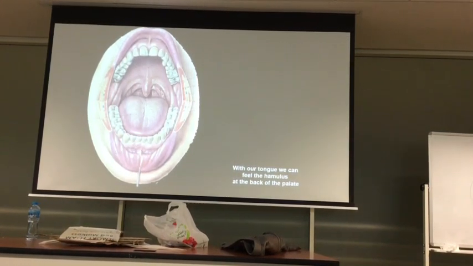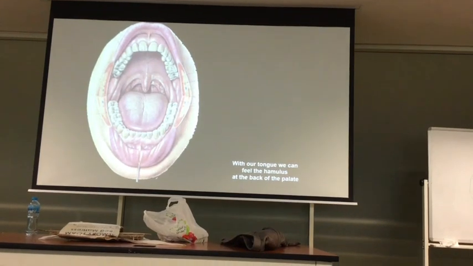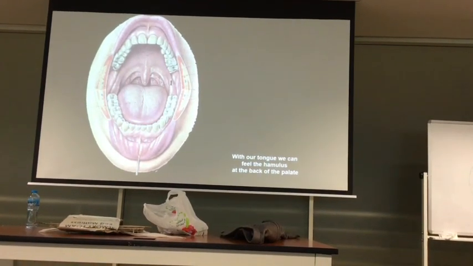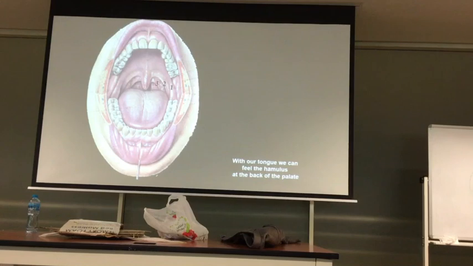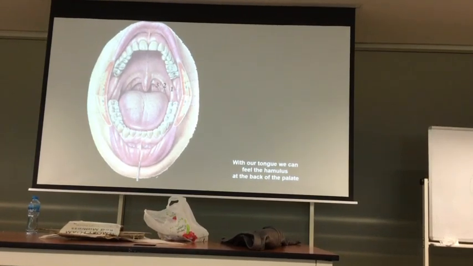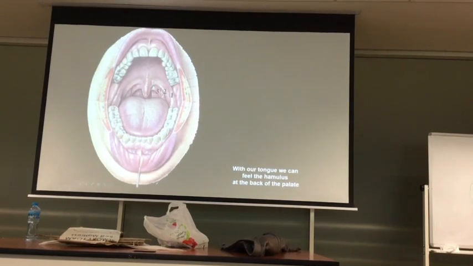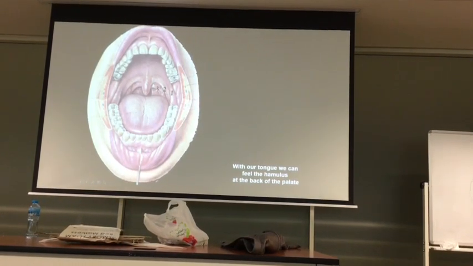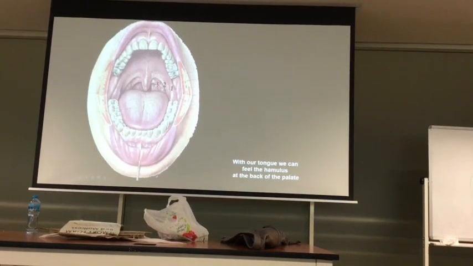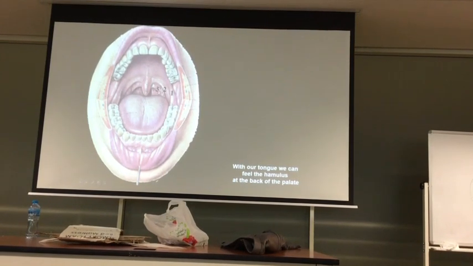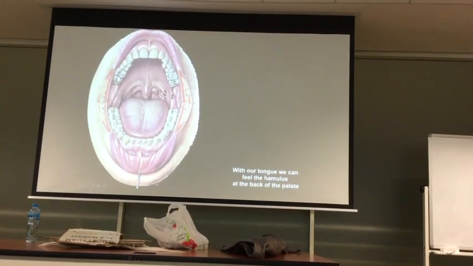With our tongue, we can feel the hamulus at the back of the palate. This is number 1, 2, 3 folds in the mouth cavity. This is called pterygomandibular fold, and this is palatoglossal, and this is palatopharyngeal fold. Between 2 and 3, I have palatine tonsil.